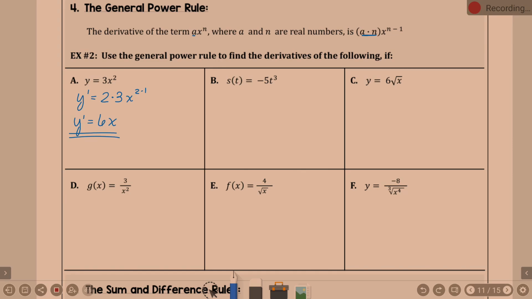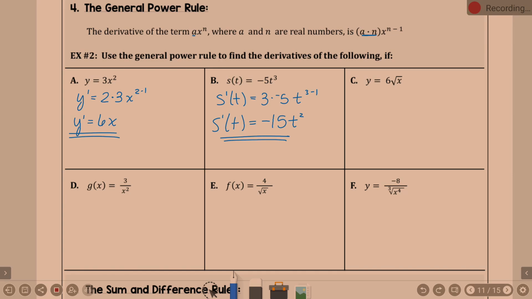But s of t is negative 5t to the third, so s prime of t, what are you guys getting? Negative 15t squared. Okay, negative 15t squared, when you multiply your 3 and negative 5 and subtract 1 from your power.